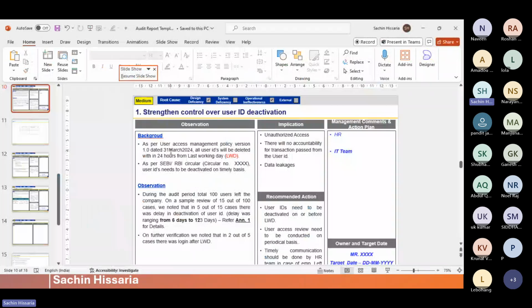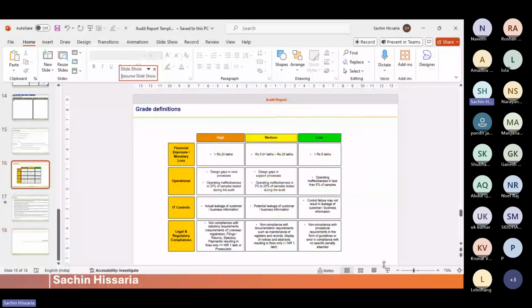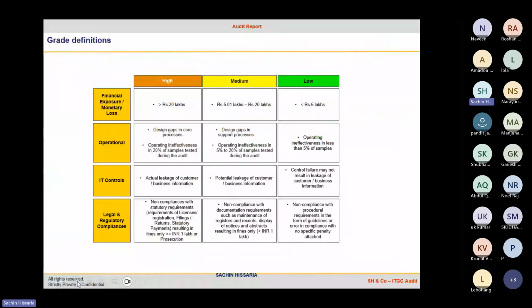This is one example. As you can see here on the screen, guys, we have defined observation high, medium, low. So I will rate my observation based on the financial exposure, the operational impact, the IT control, and the legal and regulatory requirement. Suppose that observation involves a financial exposure of more than 20 lakh, it is high. If that observation includes a test of effectiveness failure in more than 20% of sample cases, this is high. If it is a design gap in a core process, this is high.